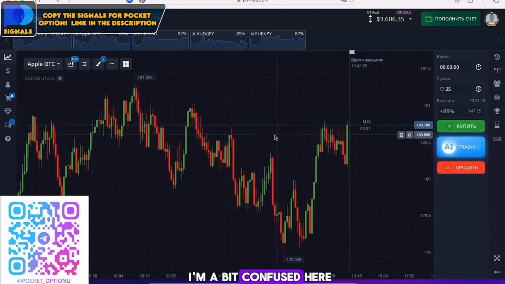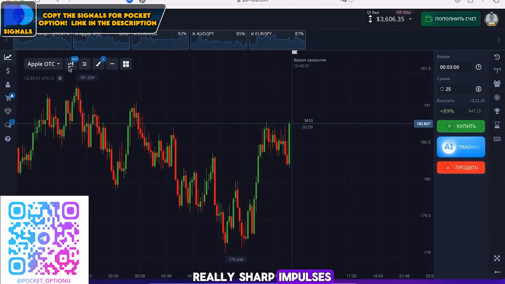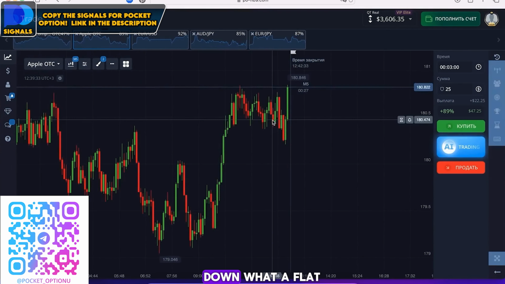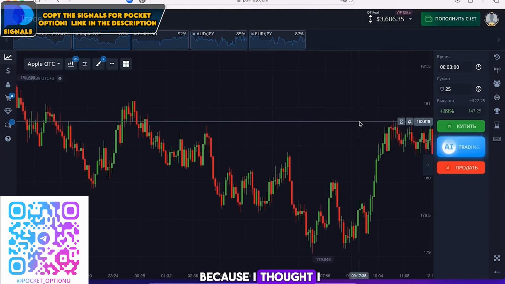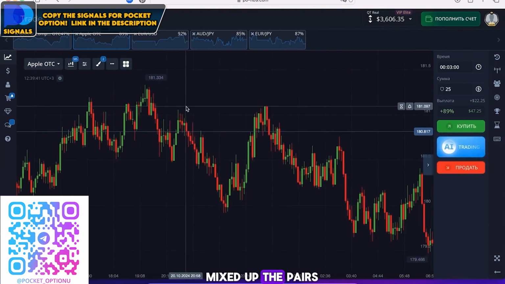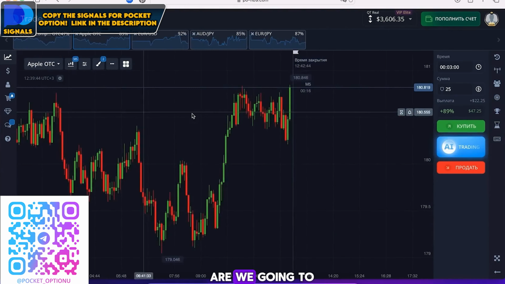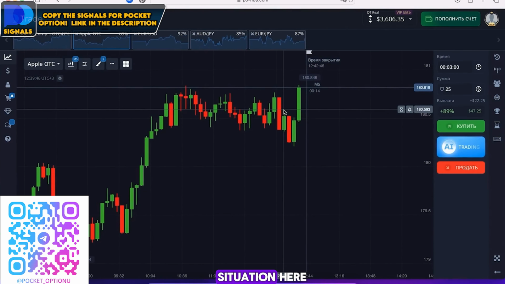Actually no, I'm a bit confused here because there are some really sharp impulses. But anyway, let's break down what a flat situation is and what to do in that case. Because I thought I saw it here, but I guess I mixed up the pairs a bit, so never mind. What are we going to start with? We have a flat situation here. What is a flat situation anyway?